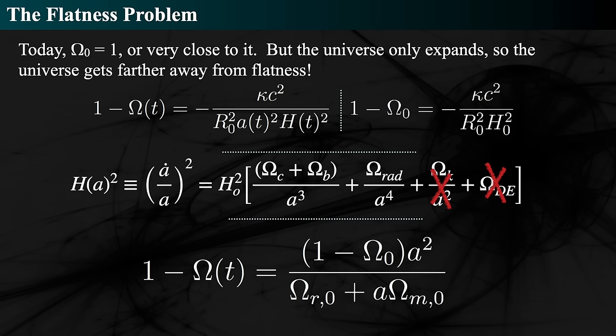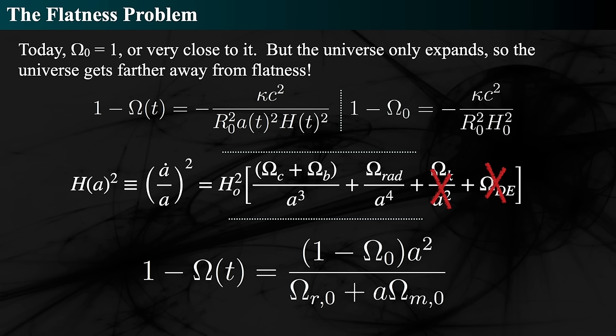the universe only expands, and the universe only gets farther and farther away from flatness, as we can see from combining the two equations. So we have the equation that governs the Hubble time, which is the upper left equation. Actually, the omega as a function of time on the left, 1 minus that, if it is going to be perfectly flat, that would be equal to 0. So that kappa is 0.